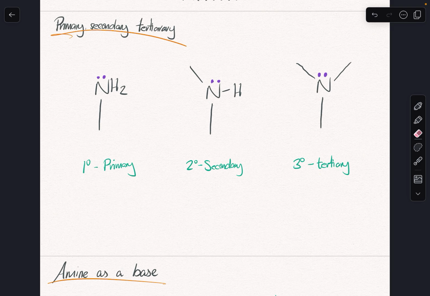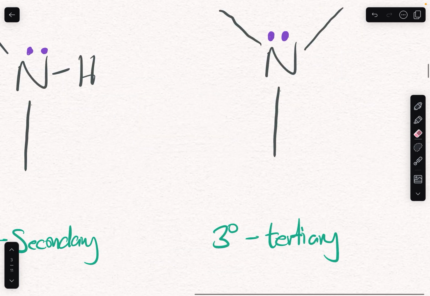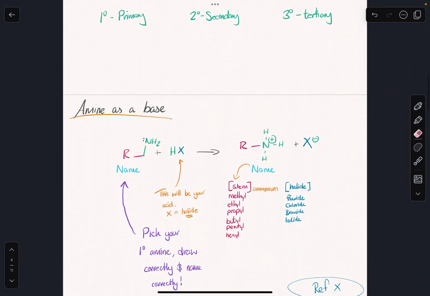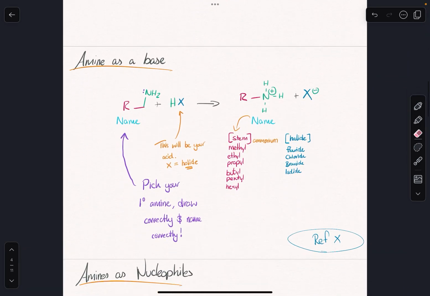Now, because of those lone pairs that I've shown you here, here, and here, it means that amine can actually act as a base. This is the reaction that we're going to be looking for, and I think this is the example that I want you to use, because I think it's a bit easier to discuss. I'm going to keep it fairly simple. I'm going to give you most of the outlines. You just need to make your own.